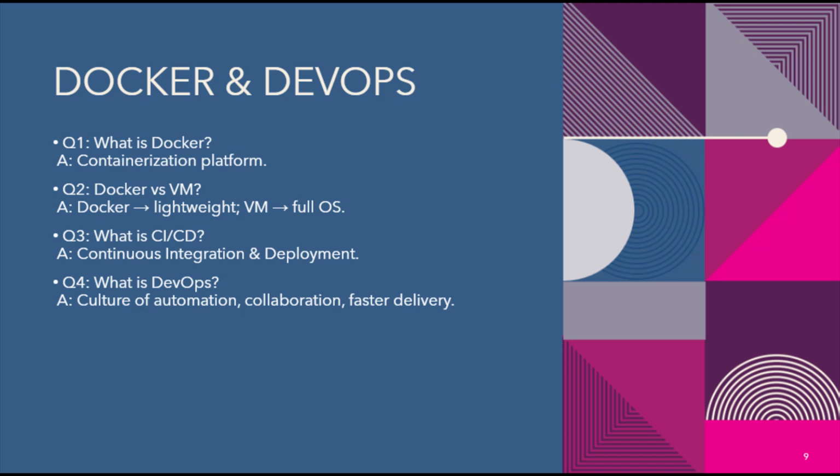CI/CD is another standard interview topic. Continuous integration means merging and testing code frequently, and continuous deployment or delivery means automating release pipelines. DevOps is more than tools, it is a culture of collaboration between development and operations teams, focusing on automation, reliability, and faster delivery. In interviews, mentioning Dockerfiles, container orchestration, and pipeline automation gives a stronger answer.